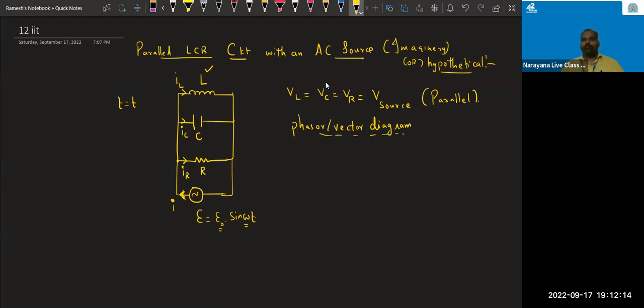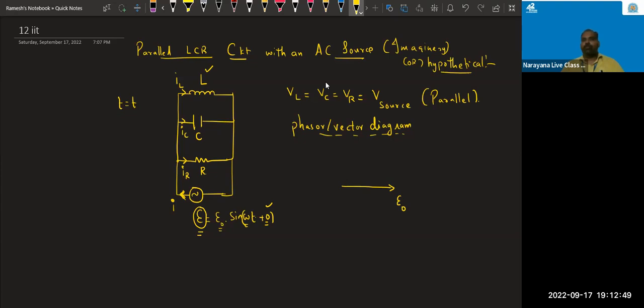So tell me, sine omega t means, shall I write omega t plus 0? Omega t plus 0 meaning what? The applied voltage phasor is along the positive x-axis only. 0 means the angle between this applied voltage and the x-axis is 0 only. So I can write applied EMF E naught along the x-axis.